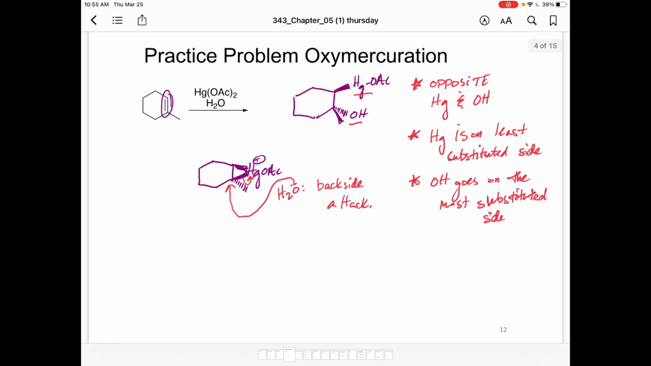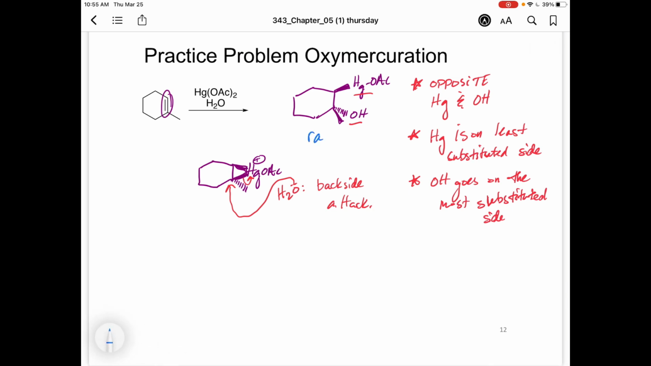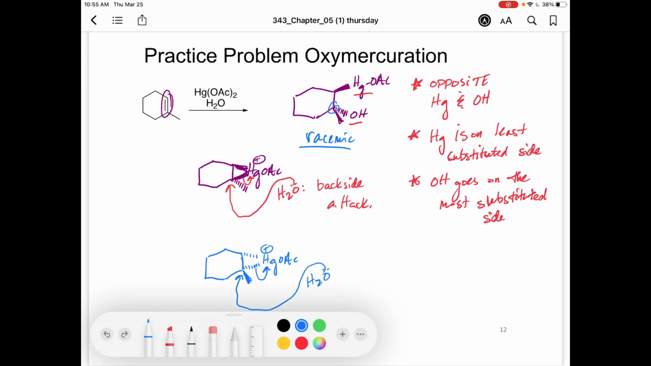Oh, and I should also note here that this is racemic. And it's racemic because we could also draw the mercury on the bottom here. And then the water is attacking the most substituted side, kicking this out. That would mean that the OH group is coming forward and the mercury is back. So both chiral centers here would be switched. So we do get a racemic product for this.